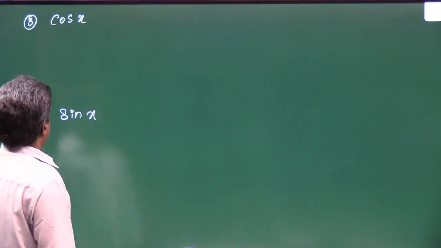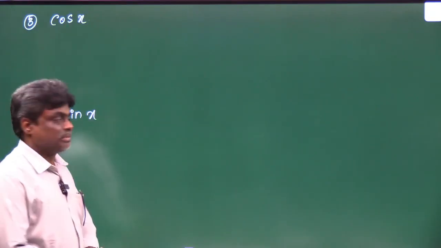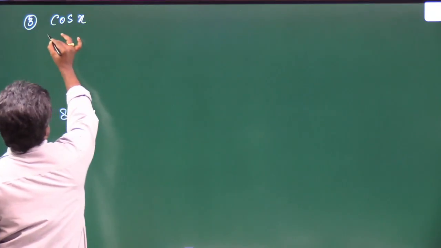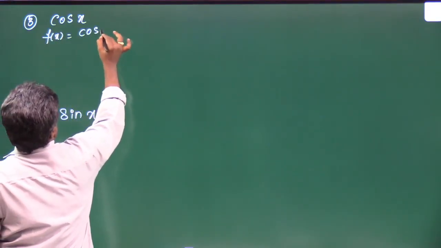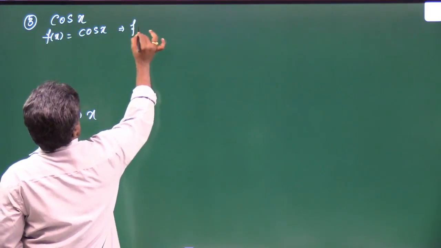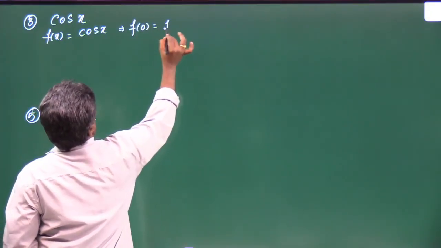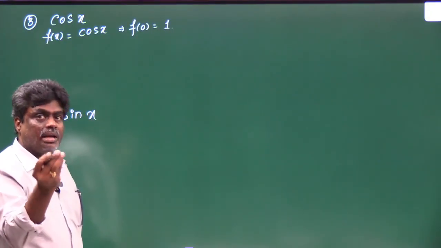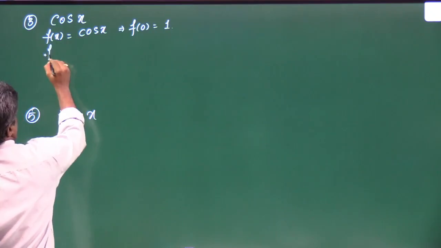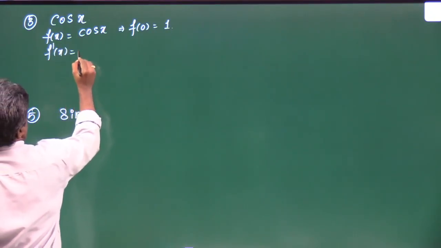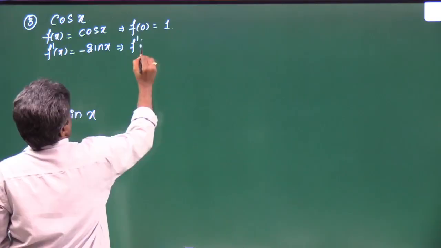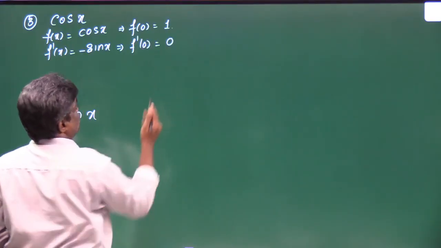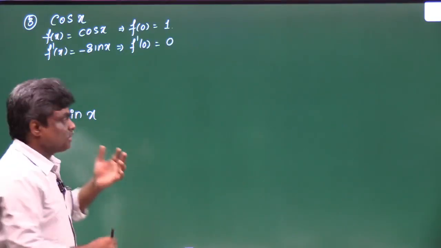Now let us go to the next one, cos x expansion. Here your f of x is cos x. First substitute the point: f of 0 equals 1, because you are finding the expansion at x equal to 0. Yes, you can proceed. f dash of x is equal to minus sin x. That's why f dash of 0 is 0, because sin 0 is 0.